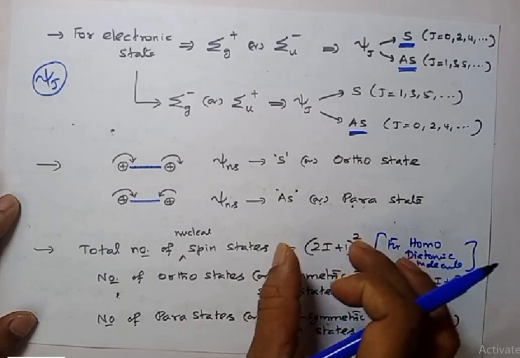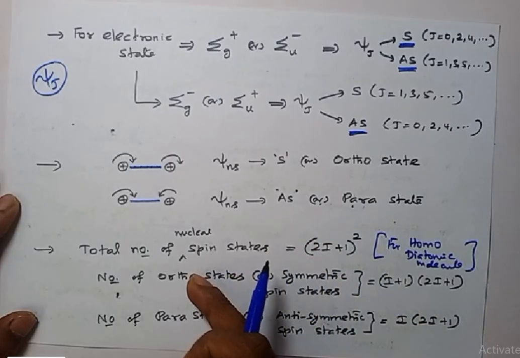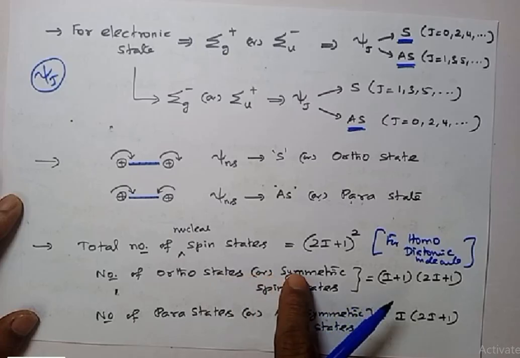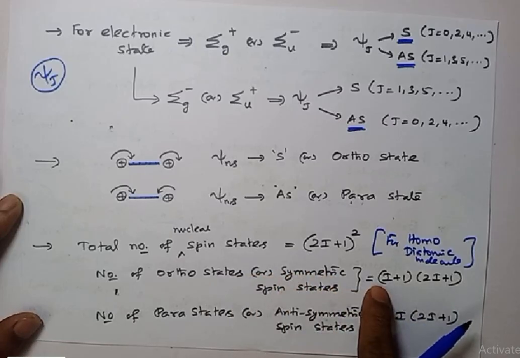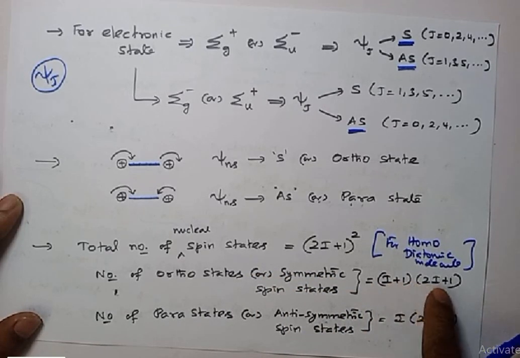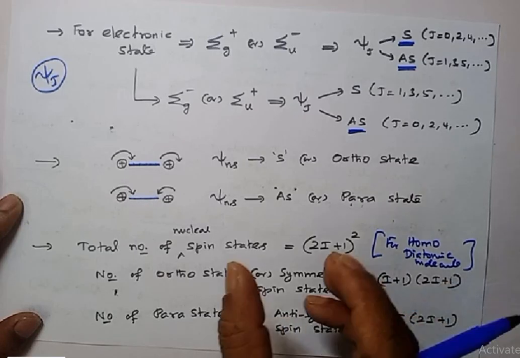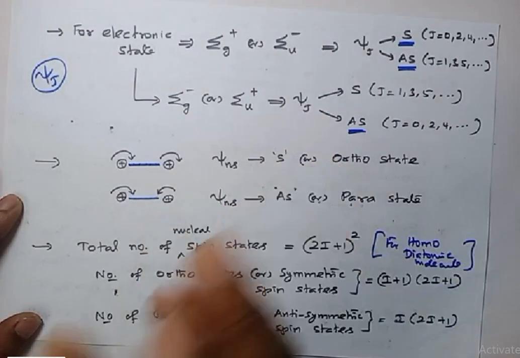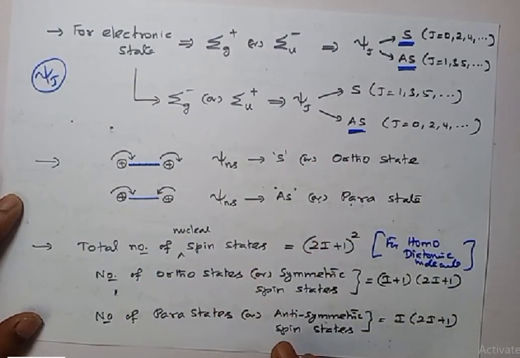Out of these spin states, how many are symmetric and how many are antisymmetric? The number of ortho states, also called symmetric spin states, is equal to (I+1)(2I+1). If you use this formula, you will get how many symmetric spin states are available for the given homodiatomic molecule. Then the number of para states, also called antisymmetric spin states, is equal to I(2I+1). This formula will give the number of antisymmetric spin states.